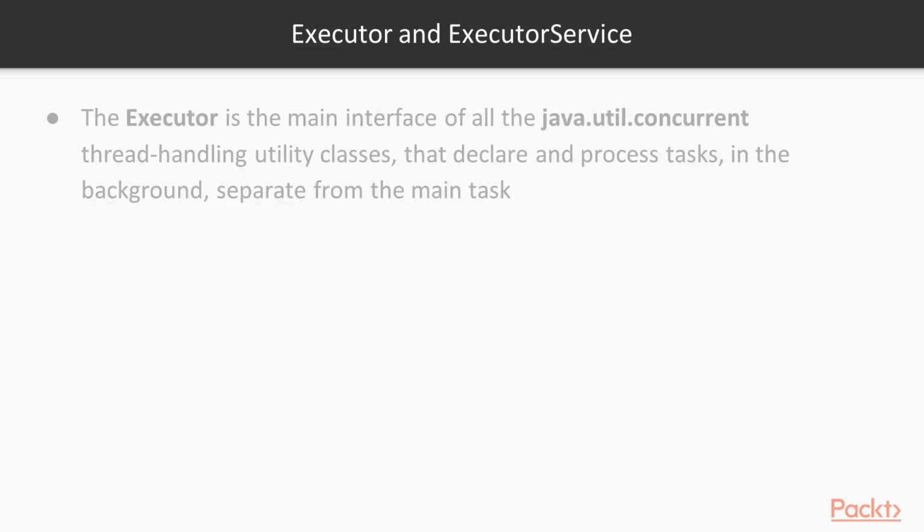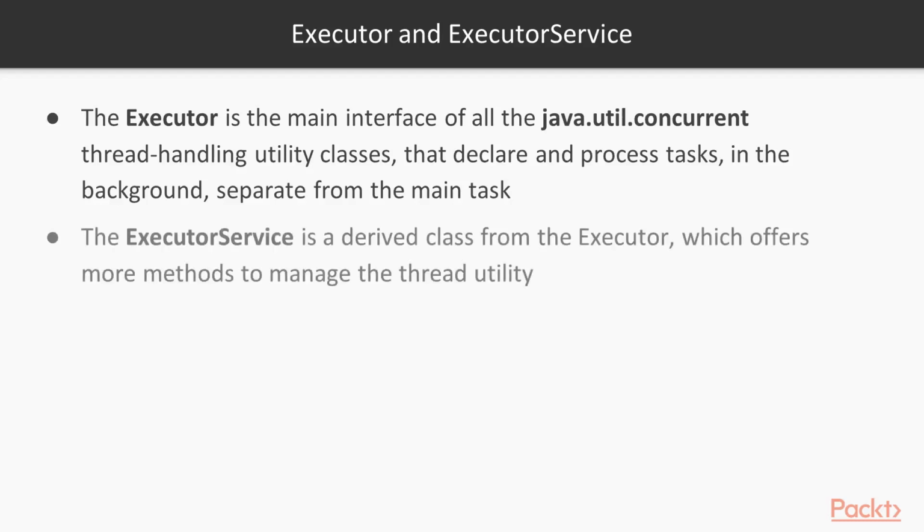First, we discuss the main interface of all concurrent thread handling utilities, which is Executor. Its main functionality is to spawn a thread that will process the asynchronous task outside the main thread. Also included in the discussion is its popular derived interface, ExecutorService, which has the same functionality but offers more methods to manage the thread utility, such as knowing how many tasks were rejected by the executor itself, the manual shutting down of the executor, and returning the result of processing a callable task.